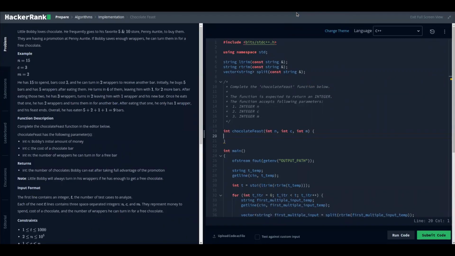Hello everyone. Today we are going to go through Chocolate Feast, which is a problem under the implementation section of algorithms on HackerRank. So without wasting time, let us have a look at the problem statement.